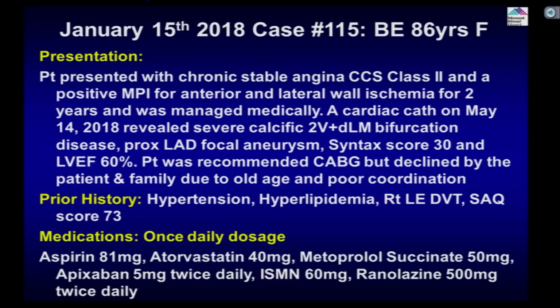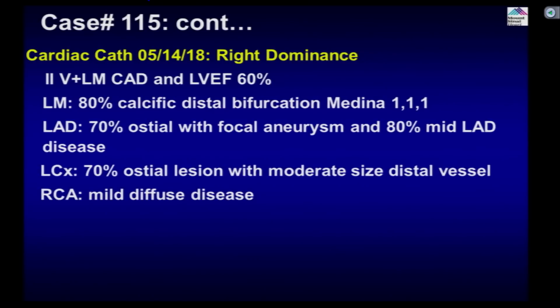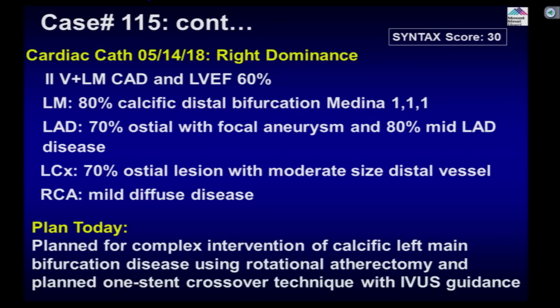But these are the risk factors, and basically when the patient was seen about 2 weeks ago, was started on aspirin, otherwise was taking metoprolol, atorvastatin, apixaban, isosorbide and ranolazine, and aspirin was just recently added to the regimen. Overall SYNTAX score is 30. Again we have to see that Medina was 111, and today is a complex intervention of the calcific left main bifurcation using rotational atherectomy, and planned one-stent crossover technique with IVUS guidance.